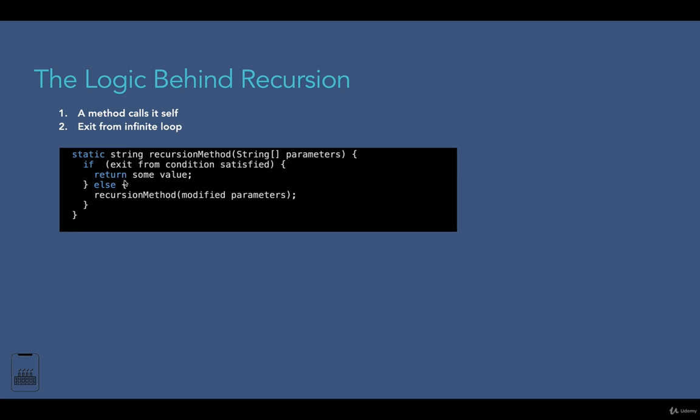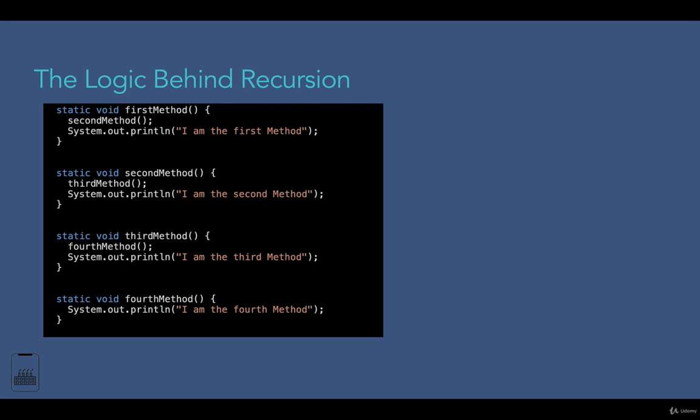If we miss this condition, which is the exit from the infinite loop, then this method calls itself infinitely, and this might cause a memory leak in our applications. So before explaining how recursion works internally, let's look at how a normal method works internally.